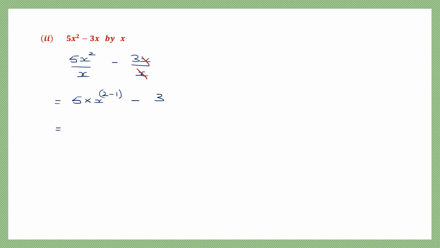So now what do we have? 5. X to the power of 2 minus 1 is x to the power of 1, simply x, minus 3. So what is our final answer? Final answer is 5x minus 3.